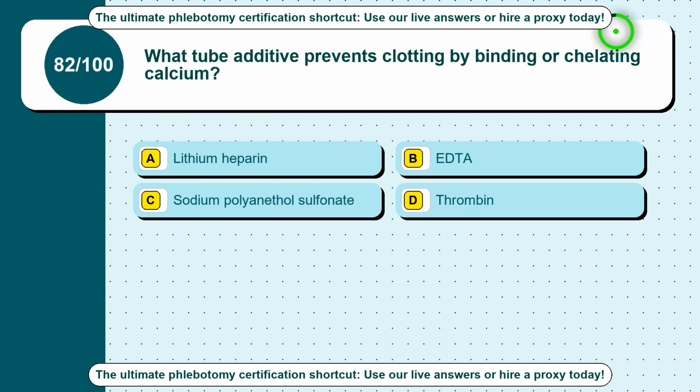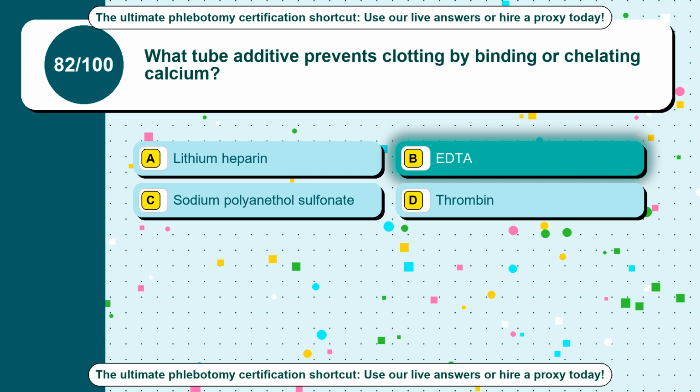Question 82. What tube additive prevents clotting by binding or chelating calcium? Option A. Lithium heparin. Option B. EDTA. Option C. Sodium polyanethol sulfonate. Option D, thrombin. The correct answer is option B, EDTA.